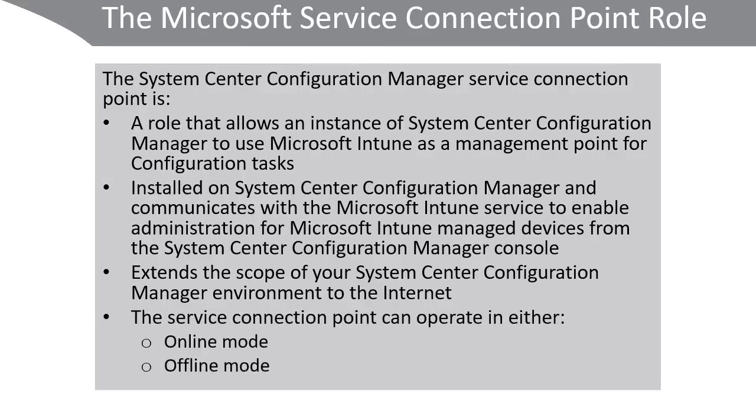The Service Connection Point can operate in either online mode. This is where the Service Connection Point automatically checks every 24 hours for updates. If updates for your current infrastructure and product version are available, these are downloaded and made available in the Configuration Manager console. In offline mode, you must manually use the Service Connection tool for System Center Configuration Manager to import available updates.